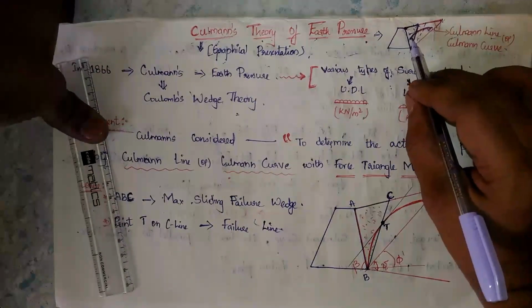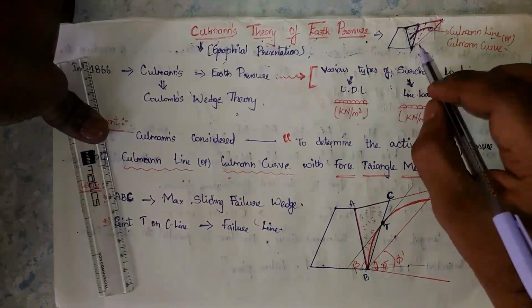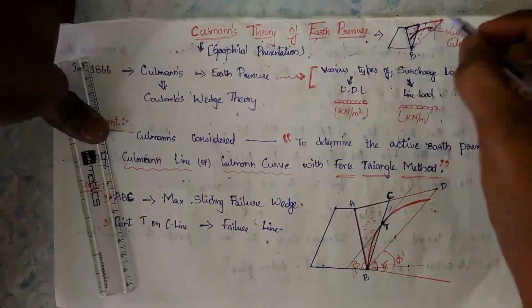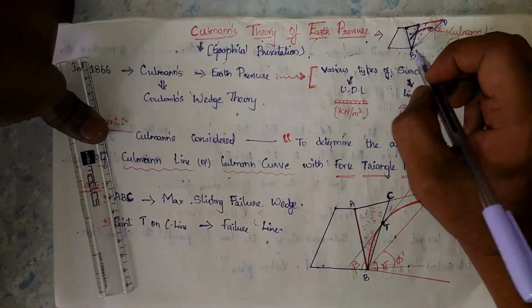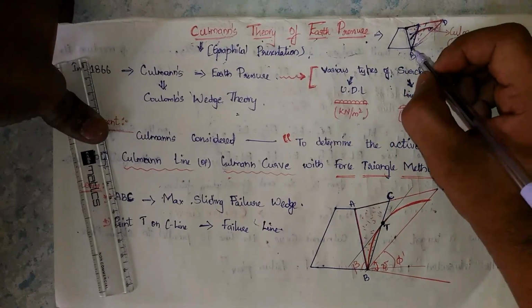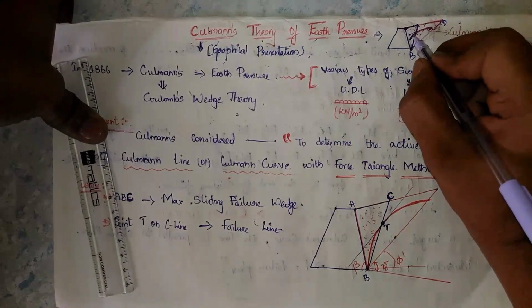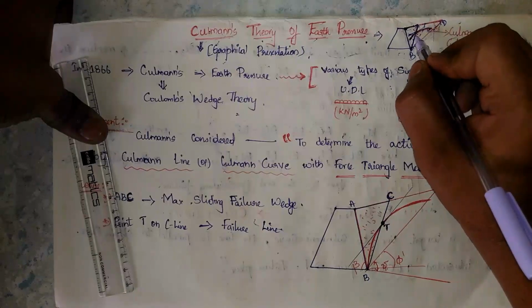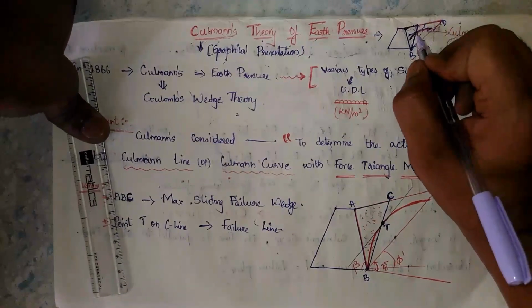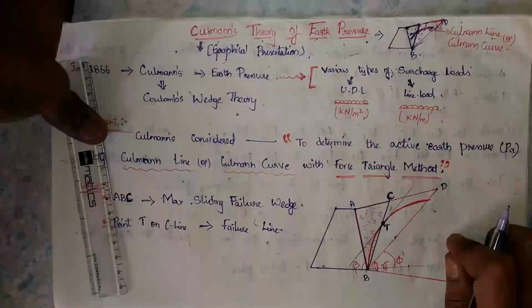Due to the development of this Culmann curve, when a tangent line is drawn parallel to this BD plane, BD being the sliding plane, a point F develops. This point is the maximum sliding wedge failure. Why he has taken this, I will now explain in detail.